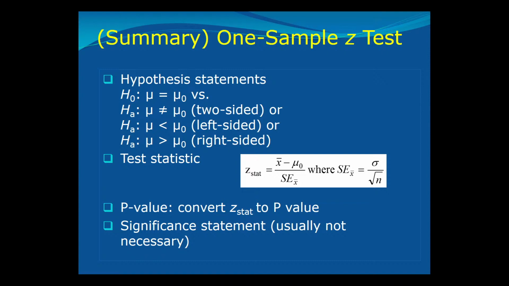Then we need to calculate the test statistic by using software, so we don't need to memorize these big formulas and to understand them. With the Z statistic value, the computer also calculates the p-value. And the main thing is to interpret this p-value correctly and to make the significance statement.